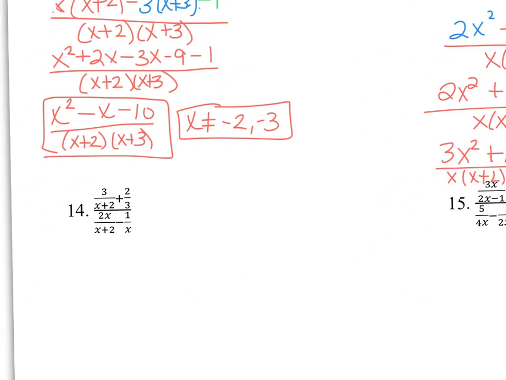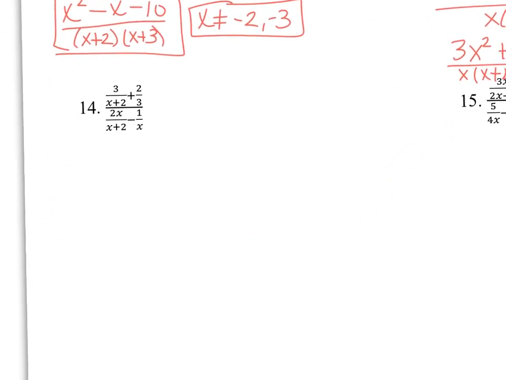So let's go ahead and go to the next question. If I look at this next question, when you have complex fractions, you have multiple different ways you can solve it. You can either write it out and then simplify it, or you can multiply every top and bottom by a common denominator. So I'm going to show you both ways, just so you can see. So I have 3 over x plus 2 over 3 divided by 2x over x plus 2 minus 1 over x.